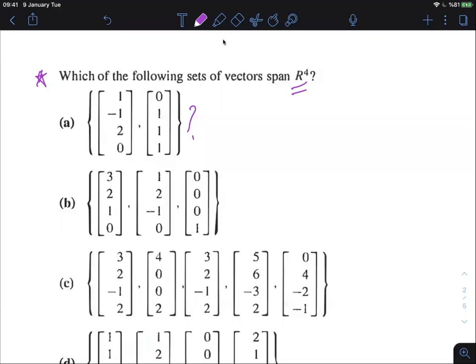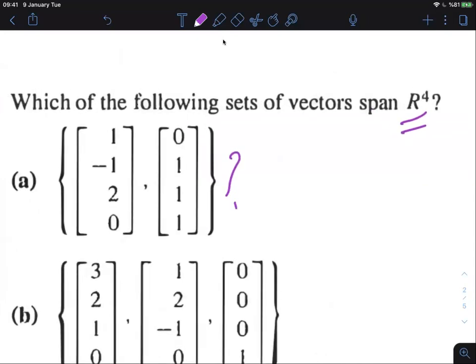Okay, so we have two answers and both are unfortunately wrong. I'm sorry, guys. Thanks again for participating, but your answers are not correct. So the reason is R4 is basically a 4-dimensional space, which means it is spanned by at least 4 vectors.